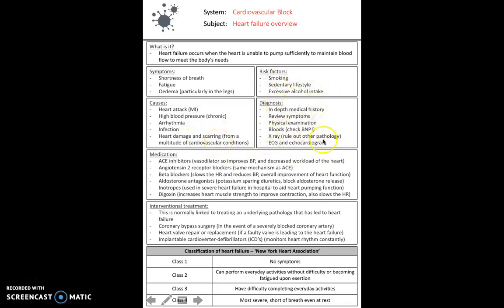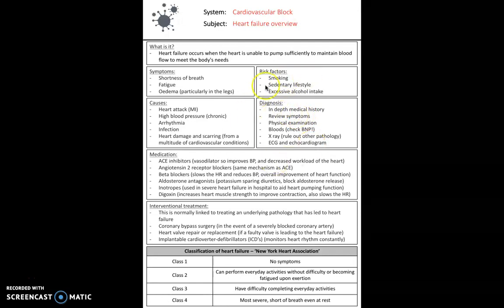In terms of diagnosis of heart failure, this can be done in several ways. Obviously an in-depth medical history always helps with any diagnosis, but really we want to be reviewing the symptoms and ordering X-rays, ECGs and echocardiograms, because echocardiograms really allow you to visualize the heart and therefore allows you to visualize the ventricles and the atria and see what's really going on inside the heart. X-rays of course really allow you to rule out any other pathophysiology, and ECGs are really important to show any abnormalities. Usually heart failure is accompanied by some kind of abnormality such as an arrhythmia.